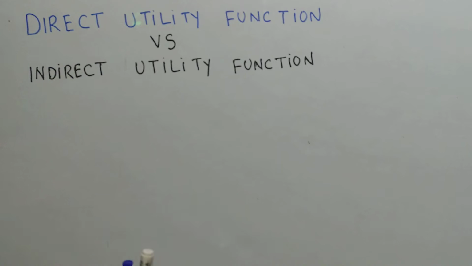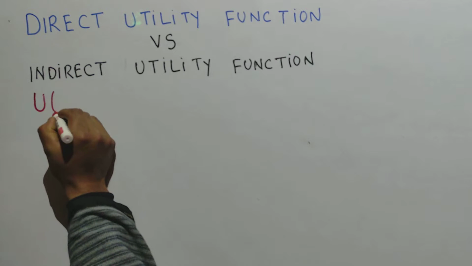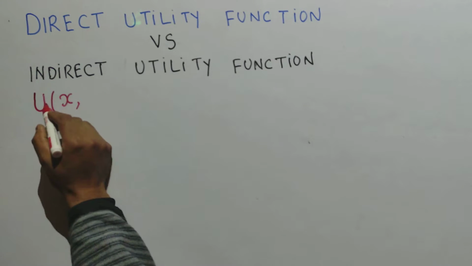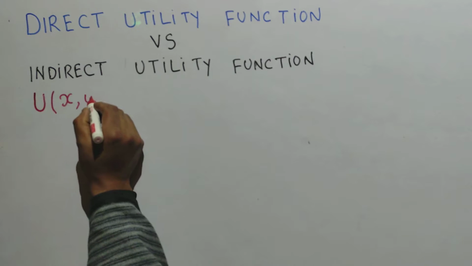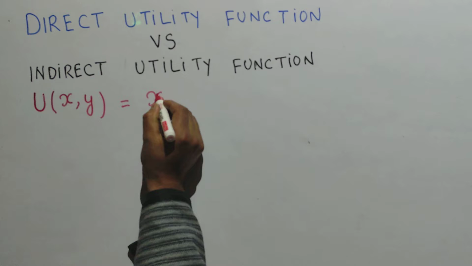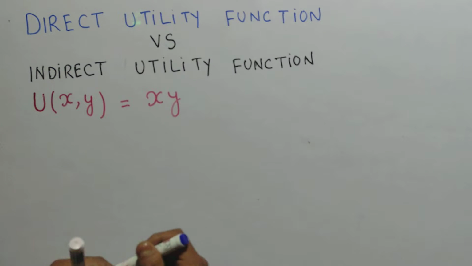In this video, we will learn the difference between direct utility function and indirect utility function. Suppose we have a utility function like this, that is, utility is the function of two goods consumed by the consumer. That is, U is a function of good X and good Y, which is equal to X times Y. Okay, we call this the direct utility function.